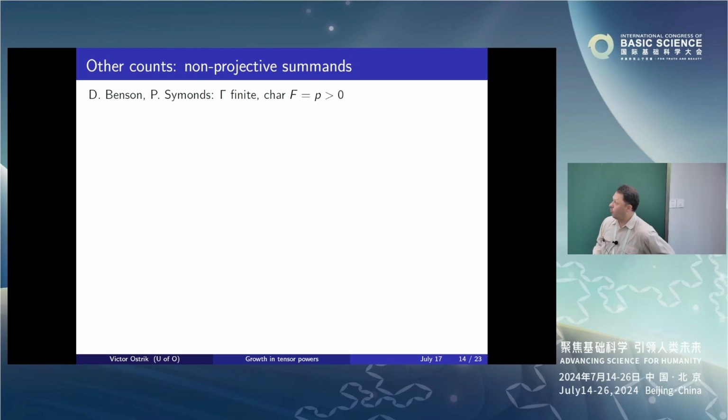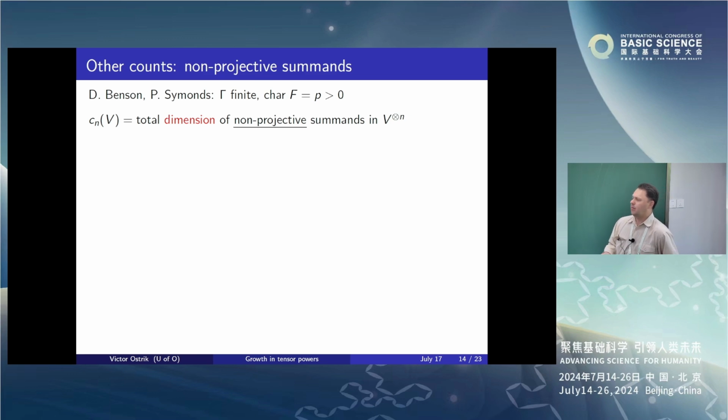Let us go back to the case when the group is finite and the characteristic of our field is positive. If you remember, when we discussed this case, we realized that if you take this tensor power, after a while almost all summands that you see are projective modules. There are so many of them that you don't care about the remaining modules. So what Benson and Symonds suggested is to just ignore these projective summands and count only non-projective summands in this V tensor power n.